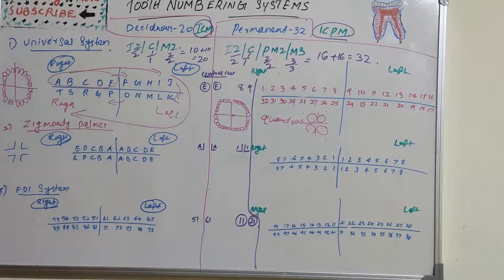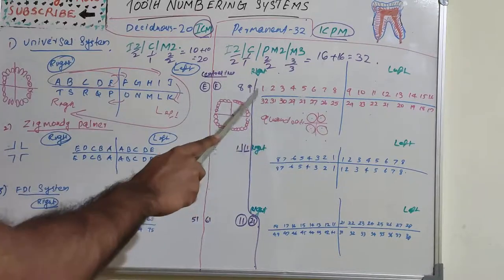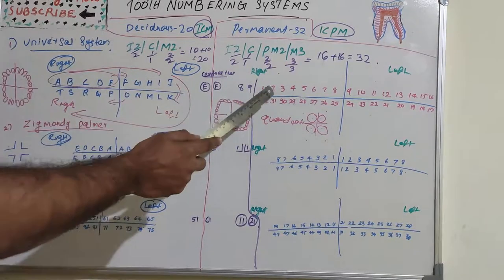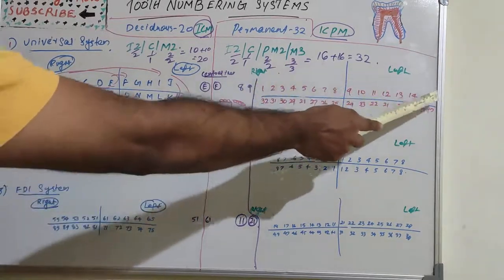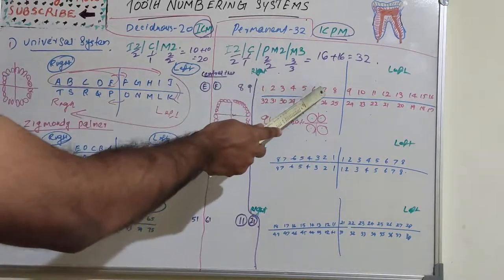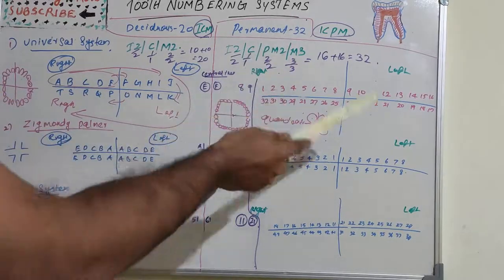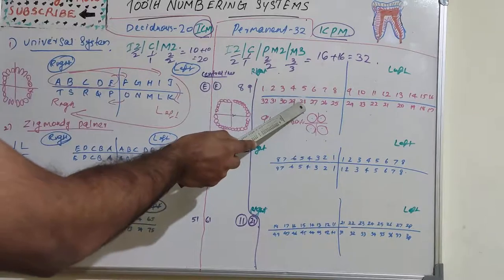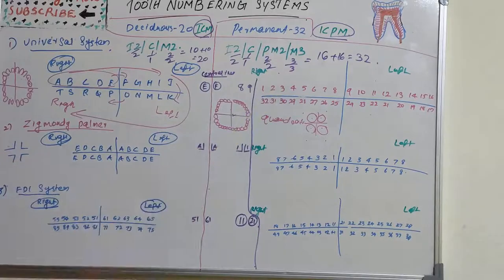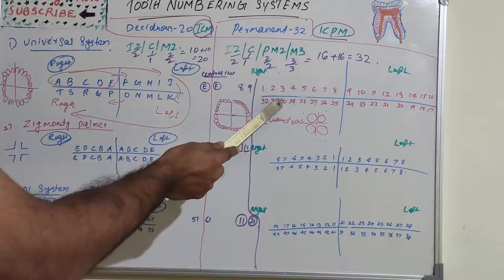24 is the lower left central incisor, and 25 is the lower right central incisor. 32 is the lower right third molar. So I'm just saying all the edge teeth. So we can say 7 is the upper right lateral incisor, 23 is the lower left lateral incisor, 28 is the lower right first premolar, and 30 is the lower right first molar.